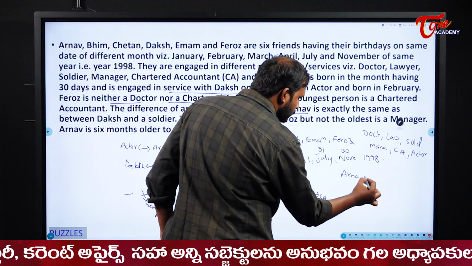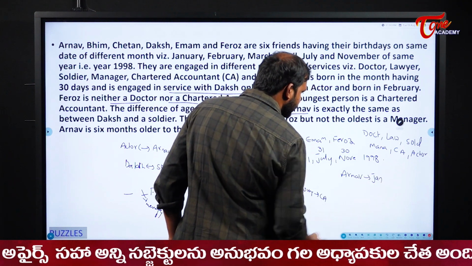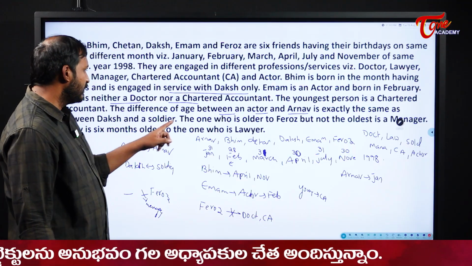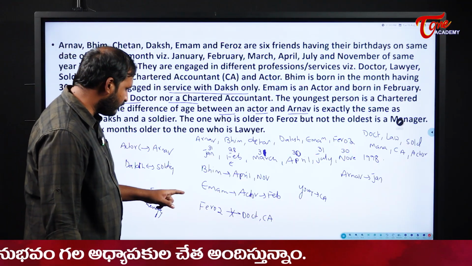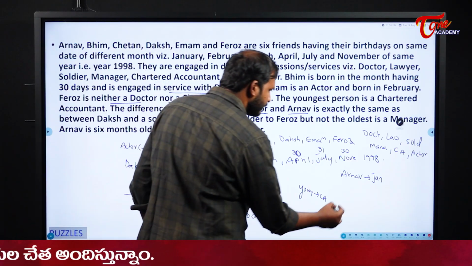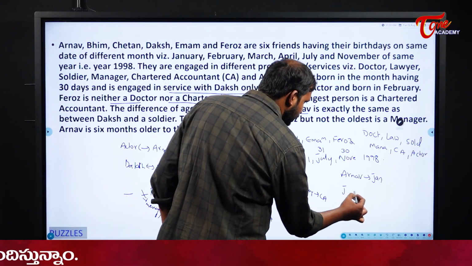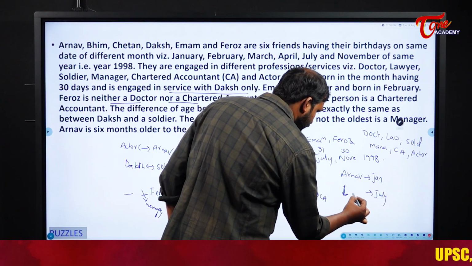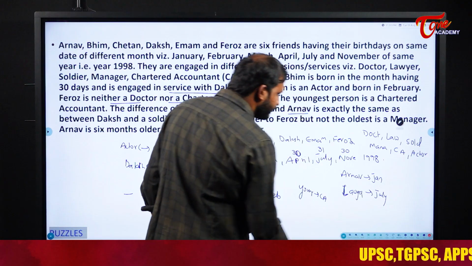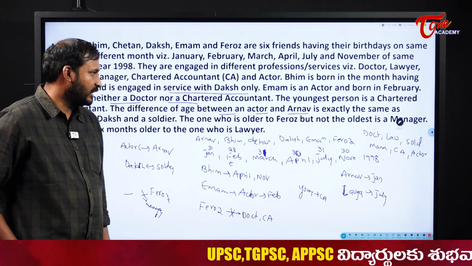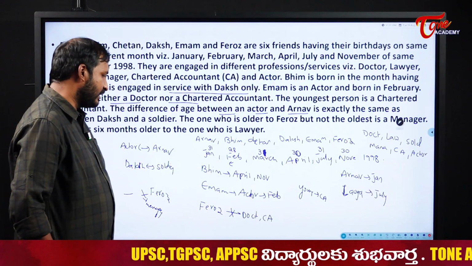Arnav, January. Arnav in the month of January. And next, the lawyer will take birth in the month of what? The lawyer will be born in July. July, lawyer. We don't know his name. So this is the data they have given for me, very clearly.